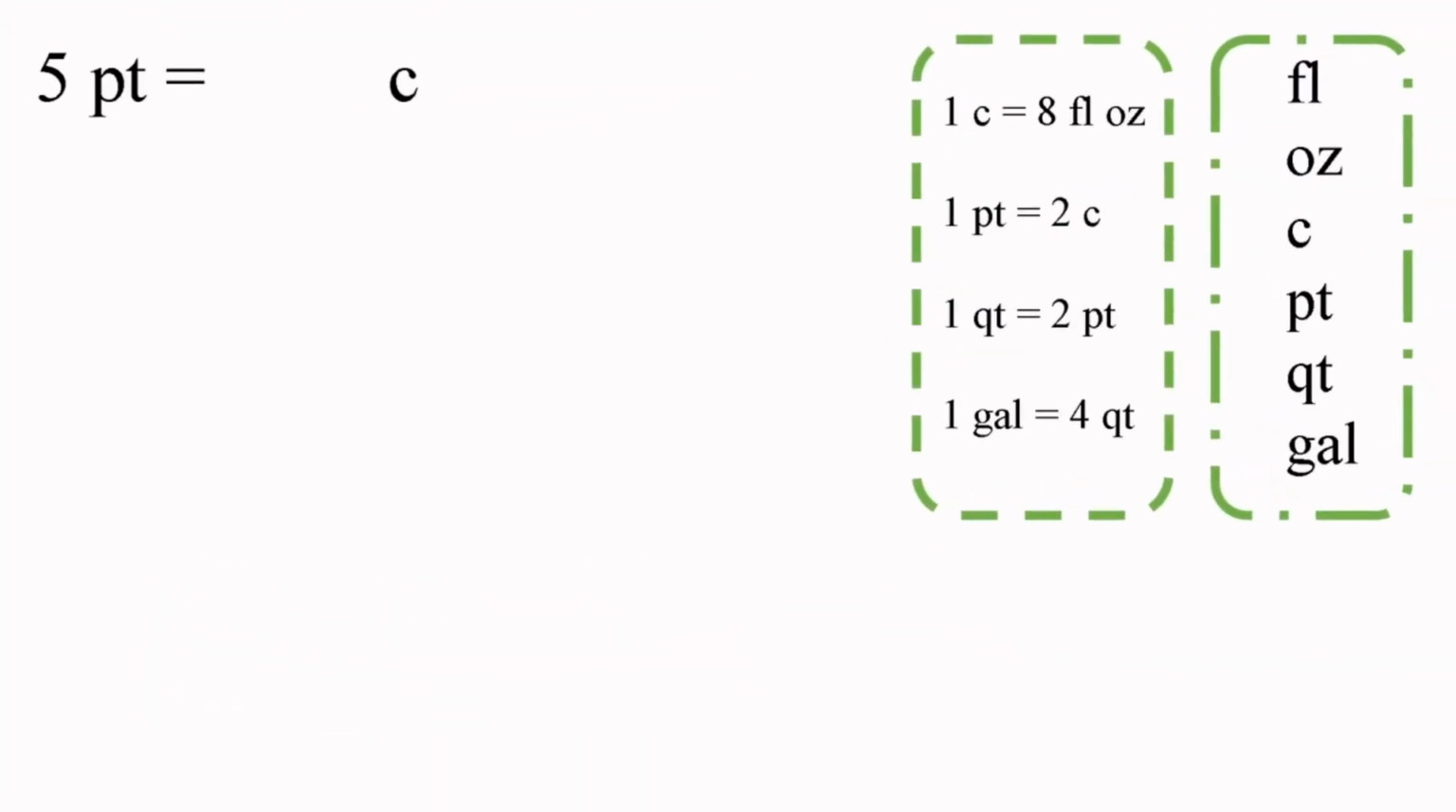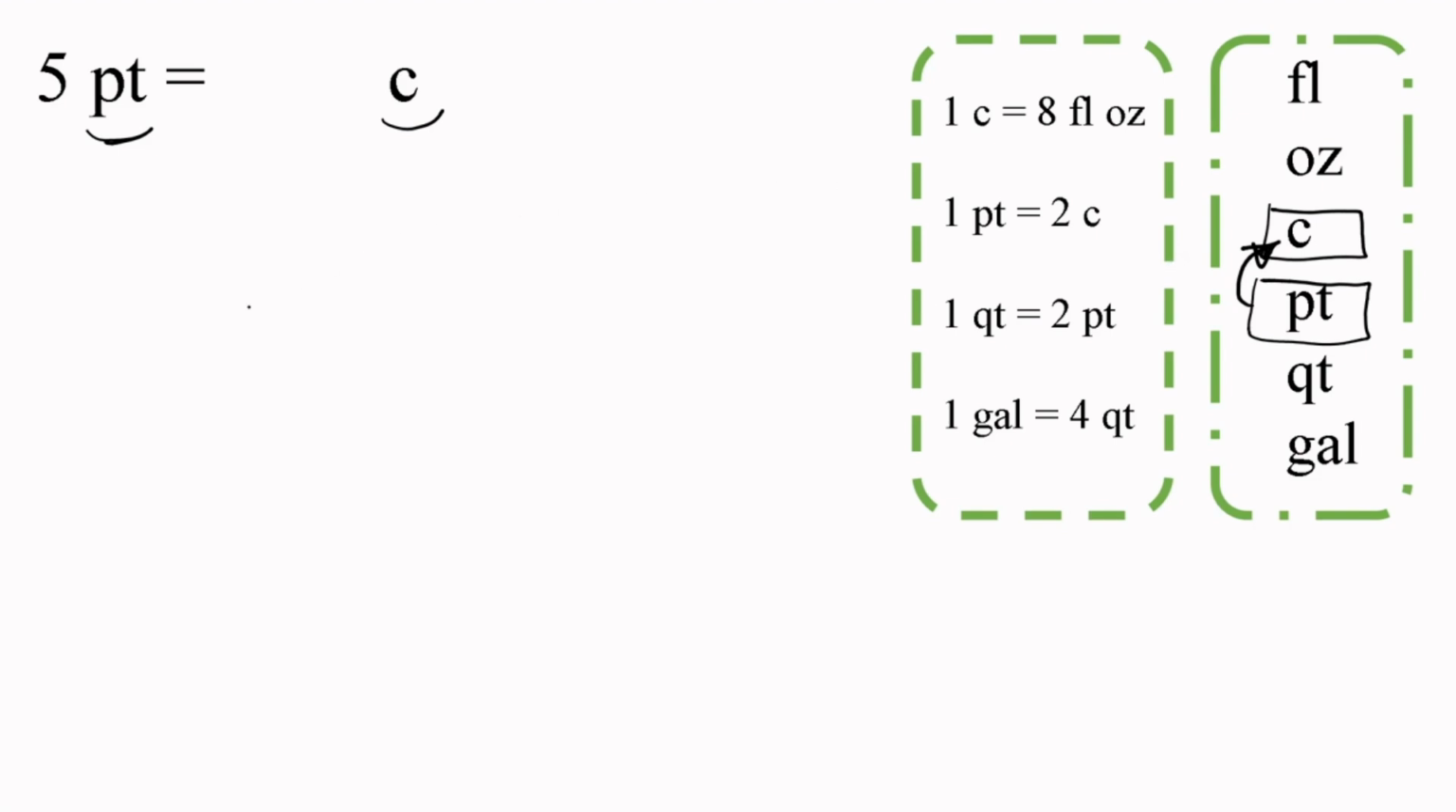Let's solve the first example with each other. We want to convert 5 pints to cups. Okay, so we want to convert this unit to this one. What is the first step? The first step is specifying if we are making the unit smaller or larger. As you can see in this table, in this box, pint is here and cup is here. And we have to move in this direction. So we are making the unit smaller.